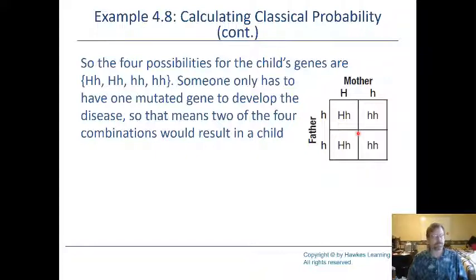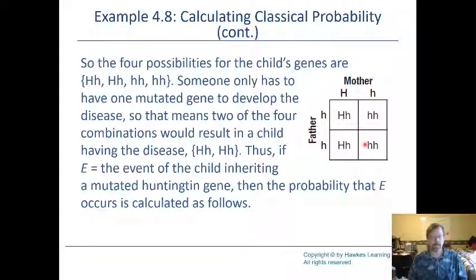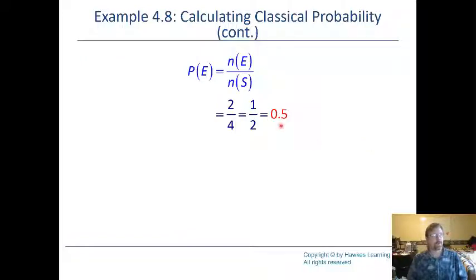So we've got two outcomes that fit in our event of the child coming down with Huntington's, and 4 total outcomes. So our probability of that event is 2 in 4, or 50%.